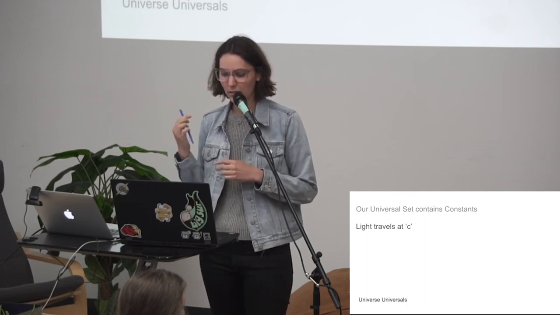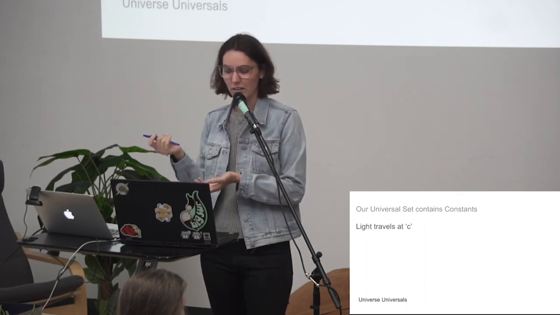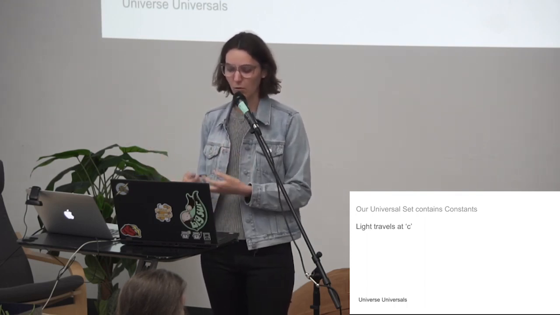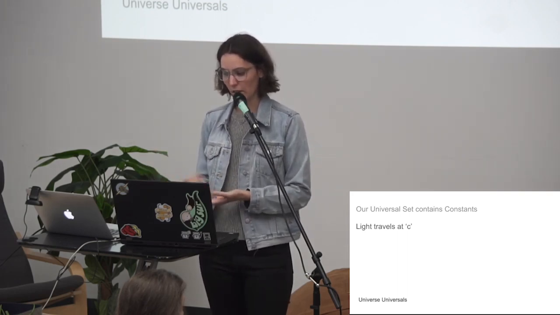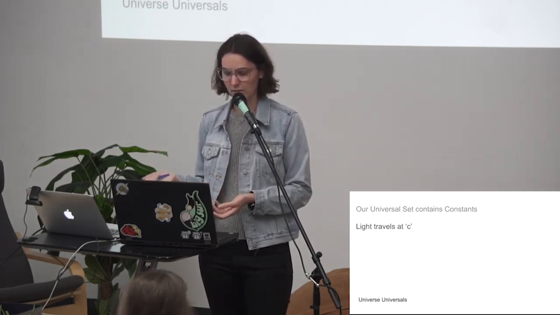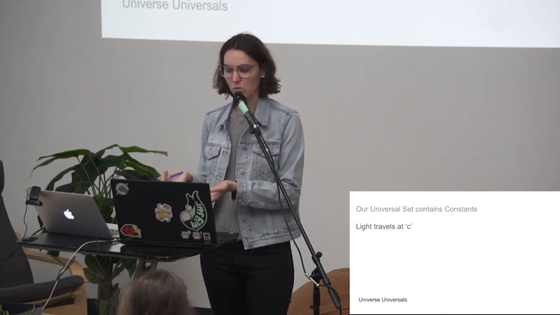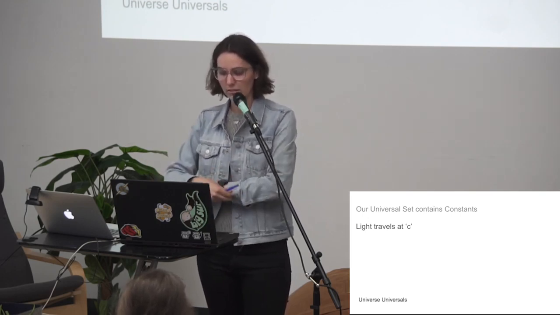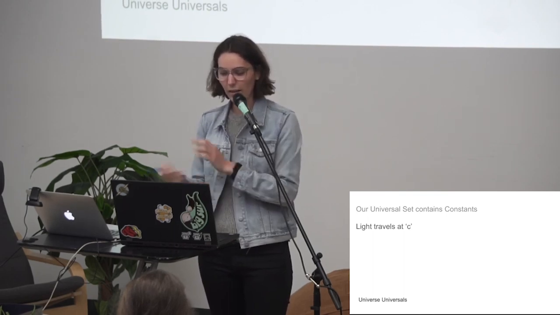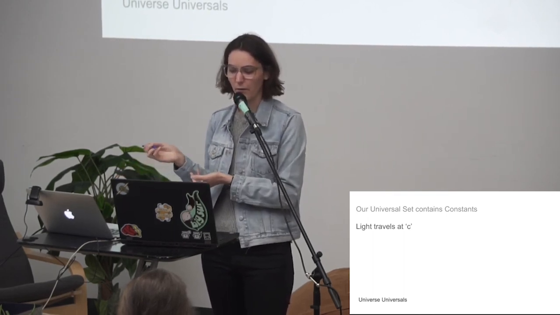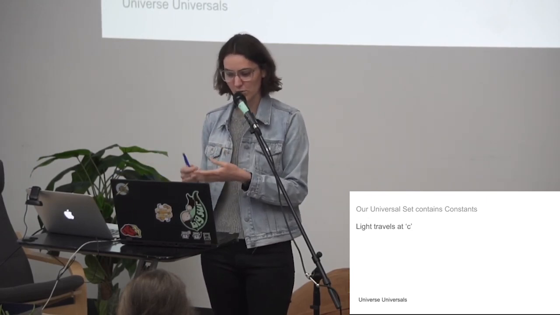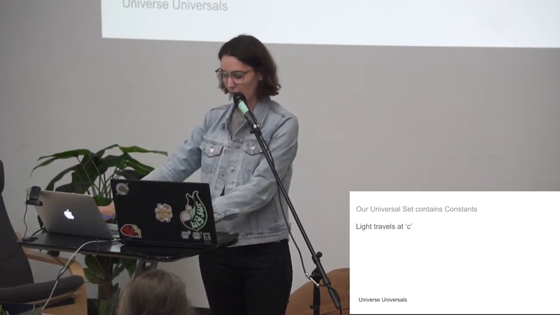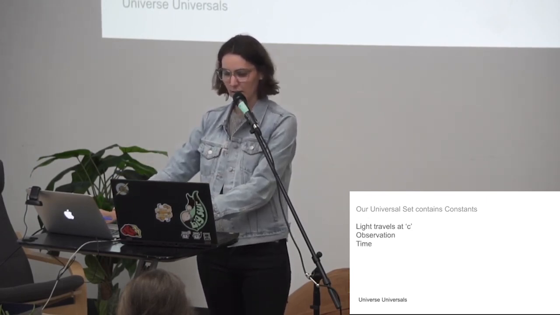Cool, so it's worth noticing, I think it's interesting, that this task of discovering what is constant between the universes is generally relegated to the realm of physicists. That's their goal, to discover these universal constants. Cool. So I'd like to propose that there are two universe possibility mechanisms that are also universal across universes, and that is observation and time.